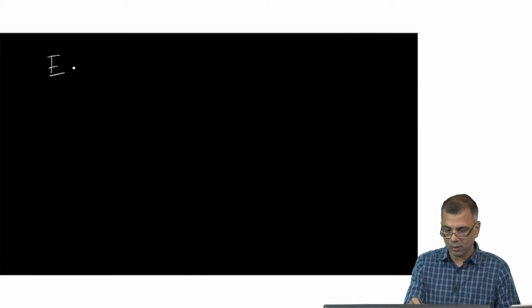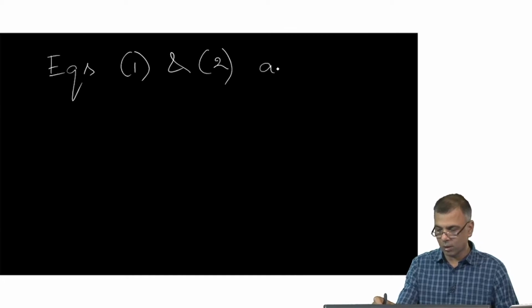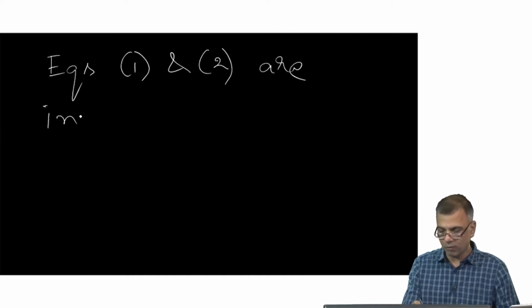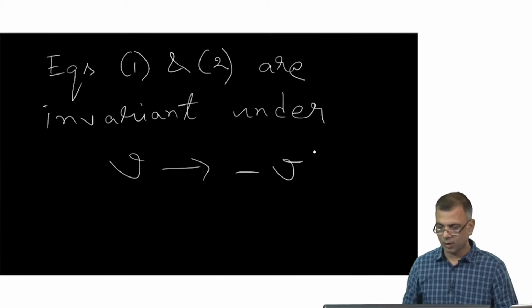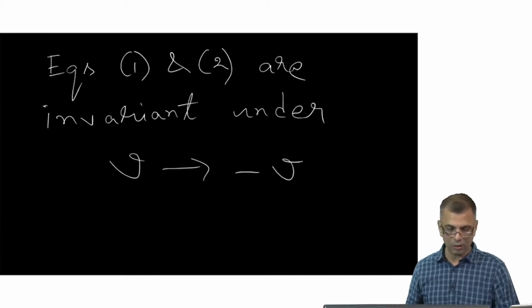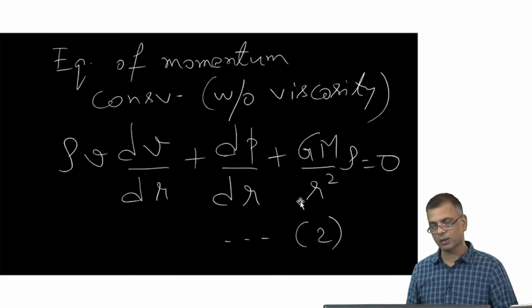Now, you try to combine these two equations. The first thing to note is that equations 1 and 2 are invariant under v going to minus v. You can see this. It's evident from here. We replace v by minus v here, and replace v by minus v here. It's the same equation. It doesn't matter.